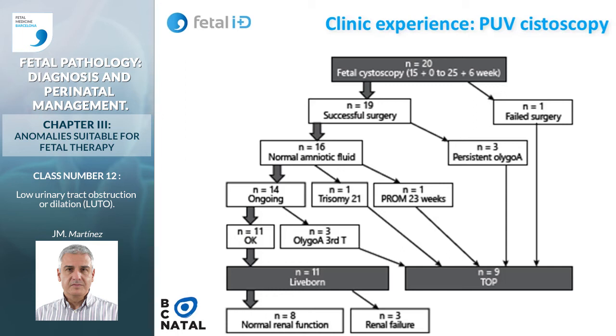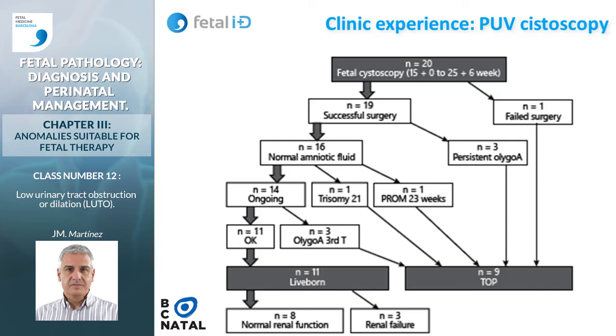In the other 16 cases in which the oligohydramnios was solved, one of them had trisomy 21. And in the other case, we had a premature rupture of membranes, which led to termination of pregnancy. Of the other 14 cases that went well, in 3 of them a sudden oligohydramnios in the third trimester was evident, so the diagnosis of renal failure was made, and they also asked for termination of pregnancy.